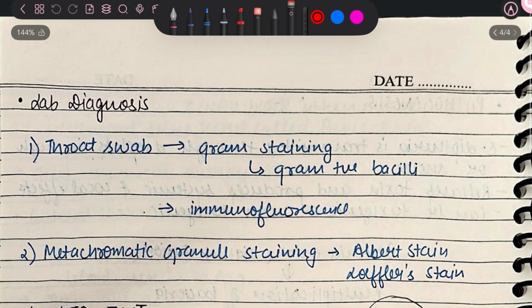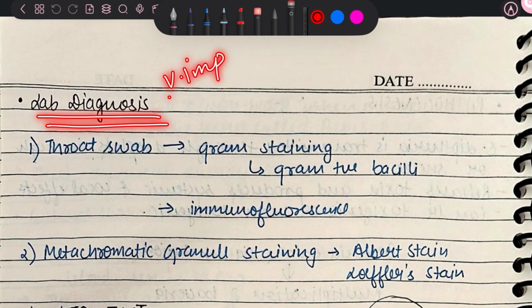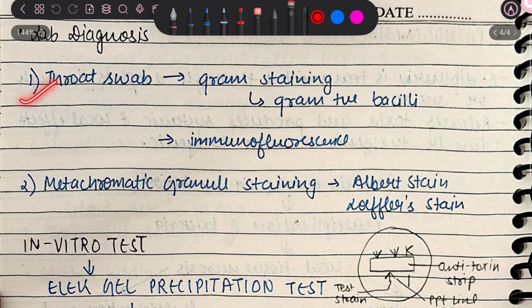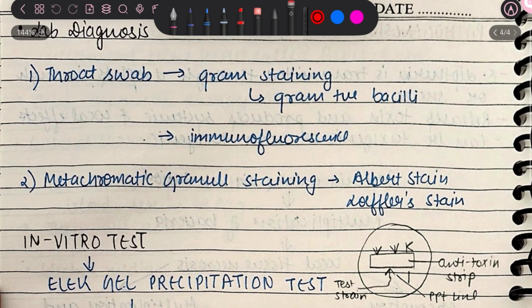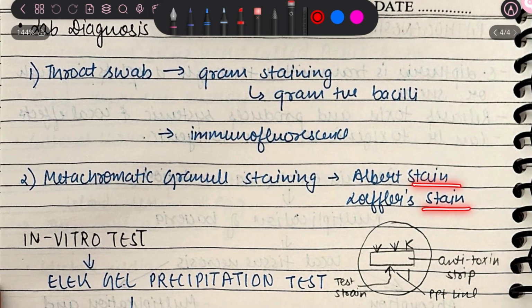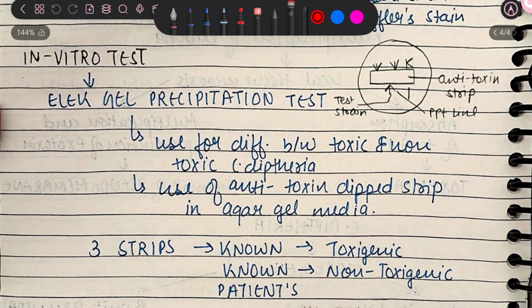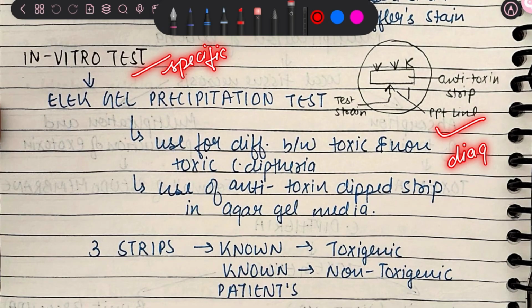Next is lab diagnosis, and it will include everything about how the organism is diagnosed, about how the culture is taken, if it is a throat swab or is it biopsy or is it blood culture. You have to write the specimen, and then you have to write about the stains, specific stains for specific organisms. And if there is any specific test for the diagnosis of the organism, then you have to write it separately with full theory and a well labeled diagram.